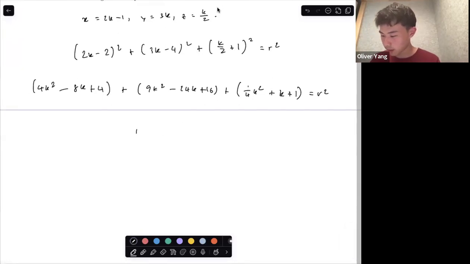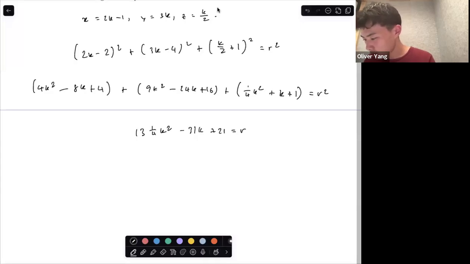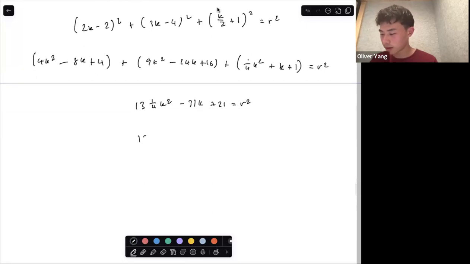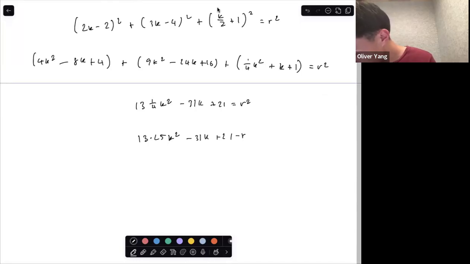So we should get 13 and 1/4 K squared, minus 32K minus K, so minus 31K, and then plus 1 plus 4 plus 16, which is 21. Someone double check that for me, please. That's right, that's 13.25 K squared minus 31K plus 21 minus R squared equals 0.